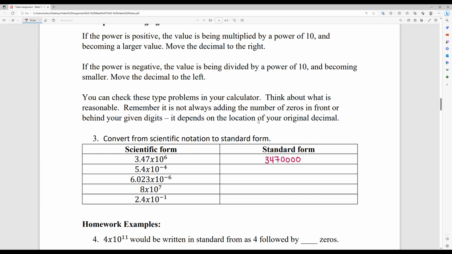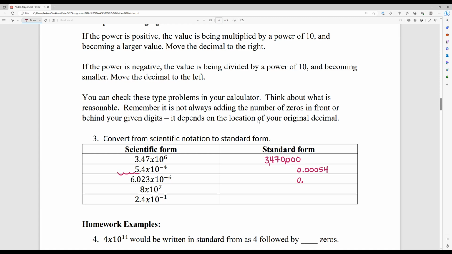Okay, so if we check, this was 3.47. So 1, 2, 3, 4, 5, 6. It has been moved 6 places to the right. So in standard form, that is 3,470,000. This one has a negative exponent, so we're going to be getting an answer smaller than 1. So I'm going to go ahead and put a 0 point here. And we need to move it to the left 4 places. So that's 1, 2, 3, 4. So we're going to have 3 zeros, and we also had to move to the left past our 5. So 1, 2, 3, and then our 5, then our 4. So 0.00054.